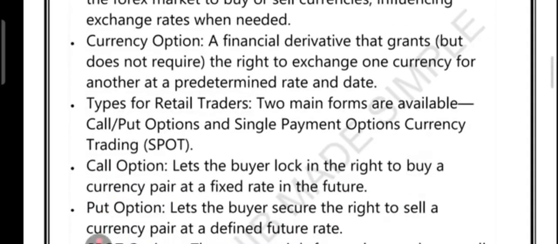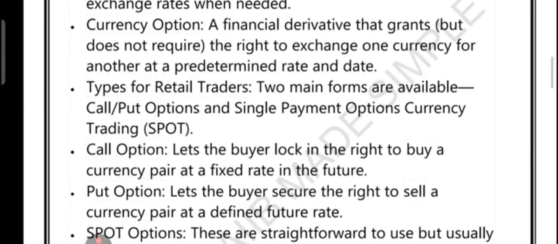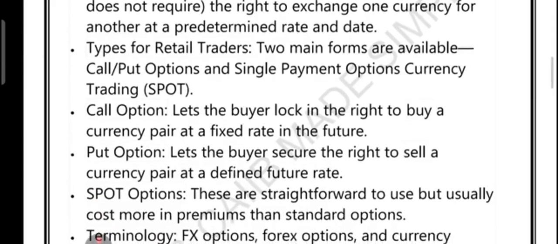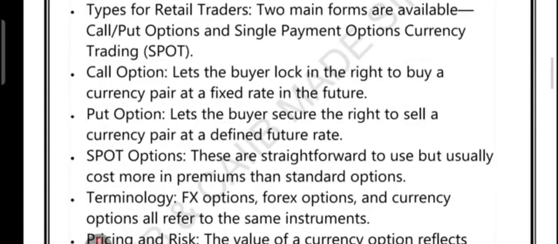Now a currency option is like a special deal that gives you the right but not the obligation to exchange one currency for another at a fixed rate on a set date. Retail traders mainly use two types of options. One is called a call option, the other is called a put option. A call option is the right to buy a currency pair later at a locked-in rate, and a put option is the right to sell a currency pair later at a fixed rate.